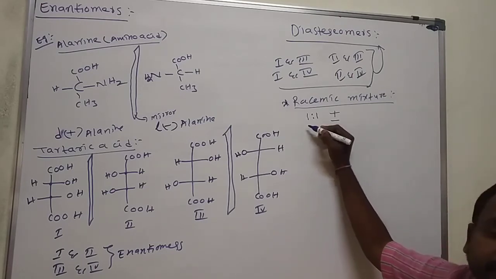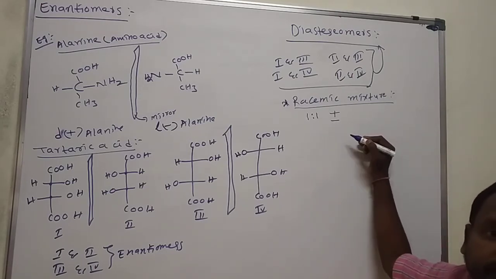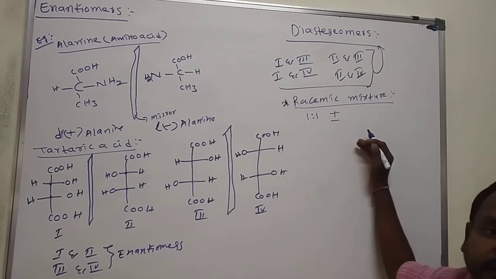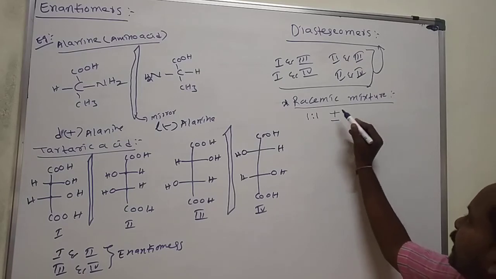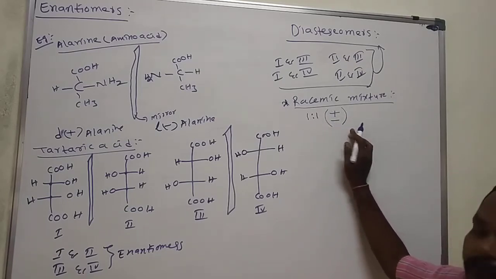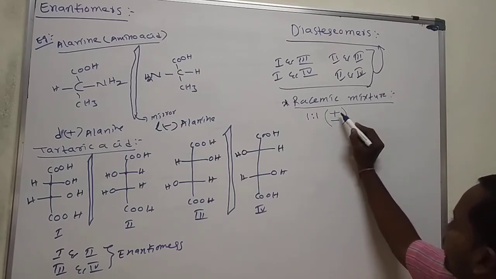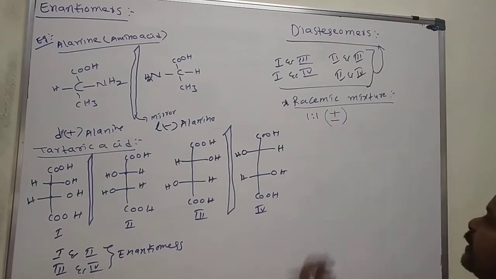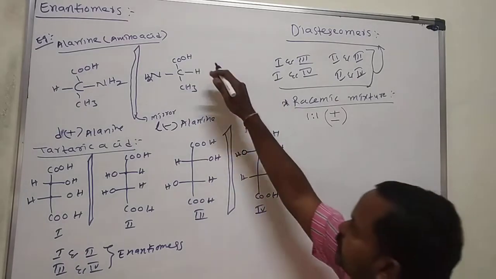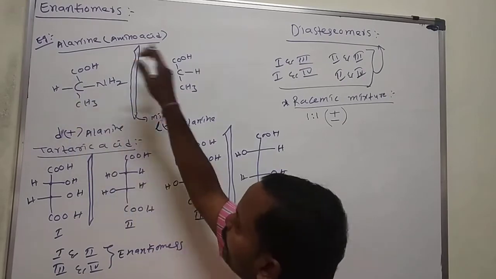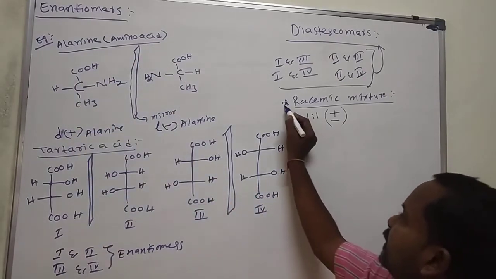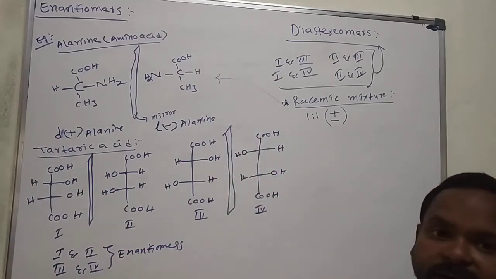50% dextro isomer and 50% levo isomer mixture is called a racemic mixture. Here the racemic mixture is represented with this bracket plus minus. It is the representation of racemic mixture. See, in that alanine mixture, both individually we call enantiomers, and both together we call a racemic mixture.